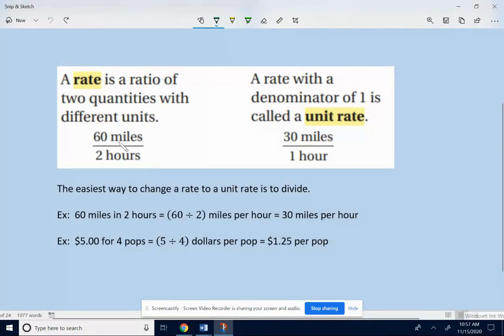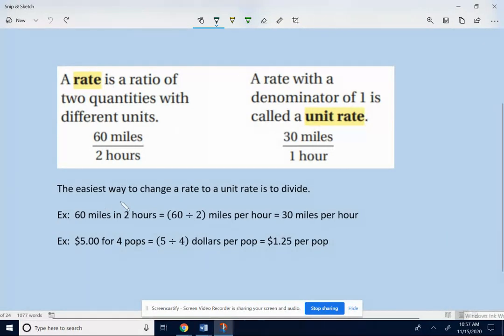Like 60 miles, if you drove 60 miles in 2 hours, that'd be considered a rate. A unit rate is a rate with a denominator of 1. So if you're traveling 60 miles over 2 hours, that's the same as traveling 30 miles every 1 hour. So that's just a unit rate. Unit rates help you determine what is a better buy when you buy things, among other things. But that's an important thing to be able to do.